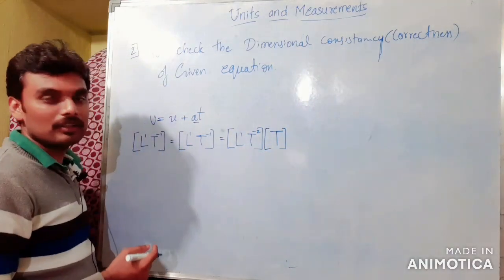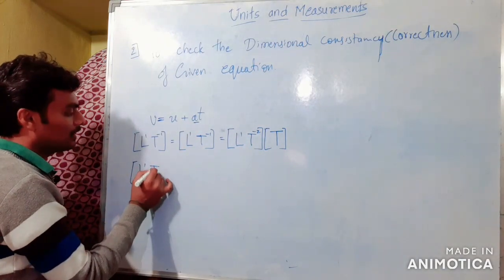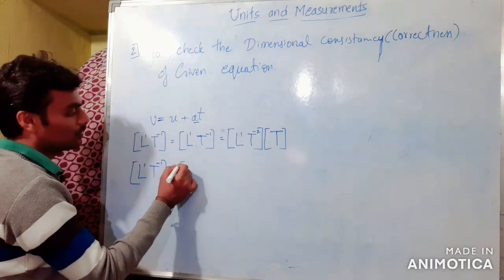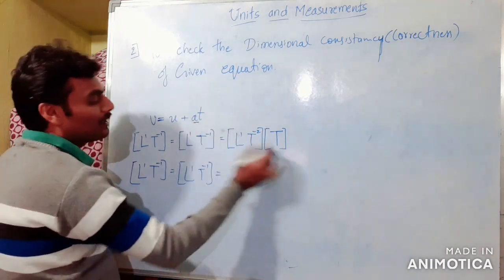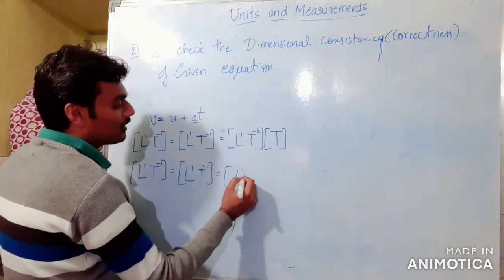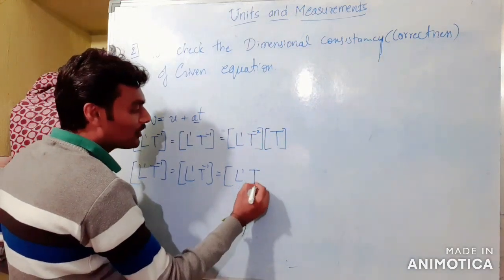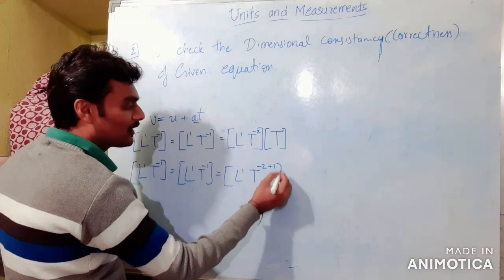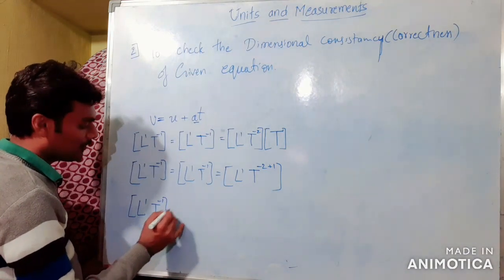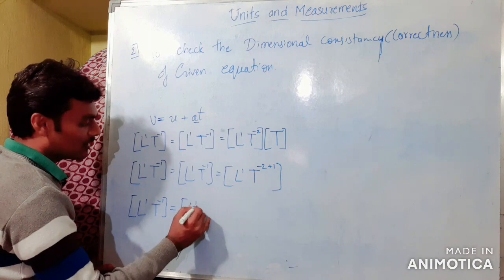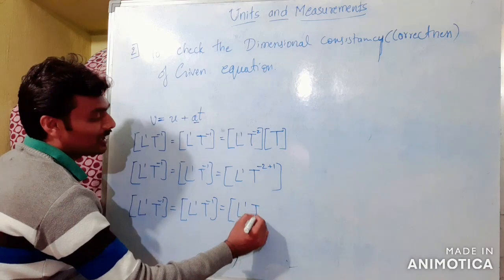So in the next step, we shall see that the dimension of v is L1 T minus 1, the dimension of u is L1 T minus 1 again, so far consistent. At together is L1, and when this T1 is multiplied with T minus 2, it becomes T minus 2 plus 1. And in the next step, we have L1 T minus 1 of v, which is dimensionally consistent with L1 T minus 1 of u, and is dimensionally consistent with L1 T minus 1 of at.